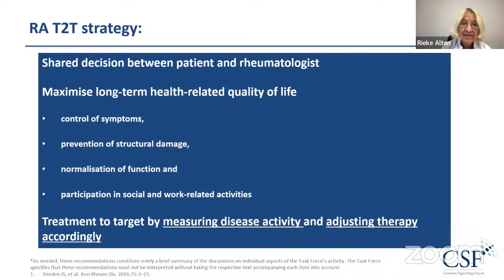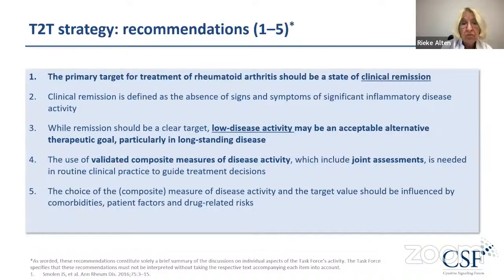Next slide, please. So what does it mean, really? Treatment to target contains measuring disease activity and adjusting therapy accordingly. And this is not always possible due to the not enough availability of rheumatologists, for instance, in Germany, which we will see later.